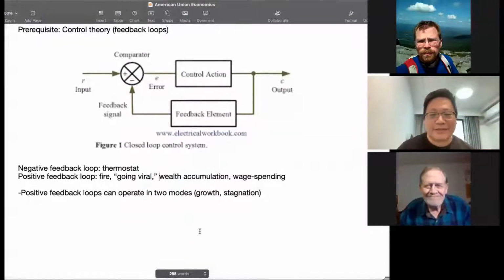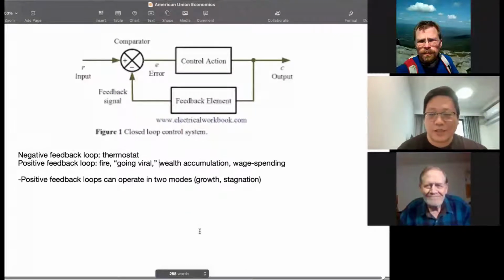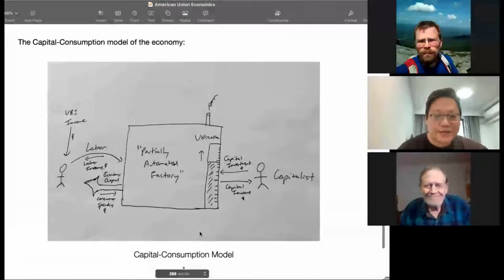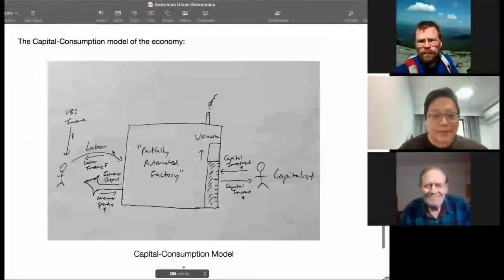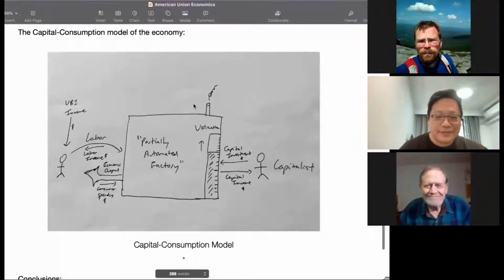And of course, the most important here, the relevant part that we really want to talk about, is wage spending. So how does that relate to the economy? Here's the capital consumption model of the economy. The economy is a partially automated factory. It has a lot of productive capital, which helps our labor be more productive. A lot of automation, basically a lot of capital, which creates a lot of tools, which create a lot of productivity out of labor. But it still needs labor to some degree. And the positive feedback loop that we were just talking about occurs here.